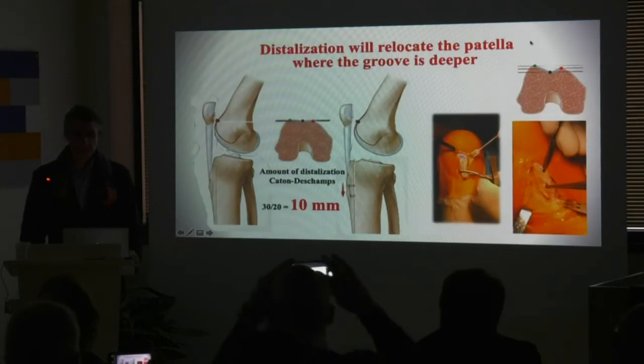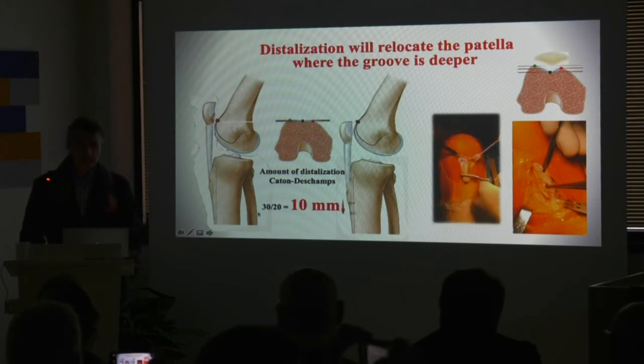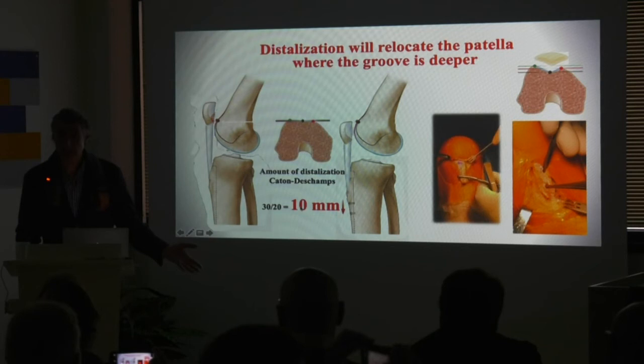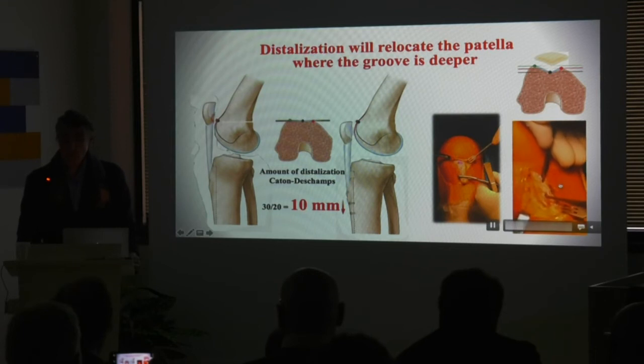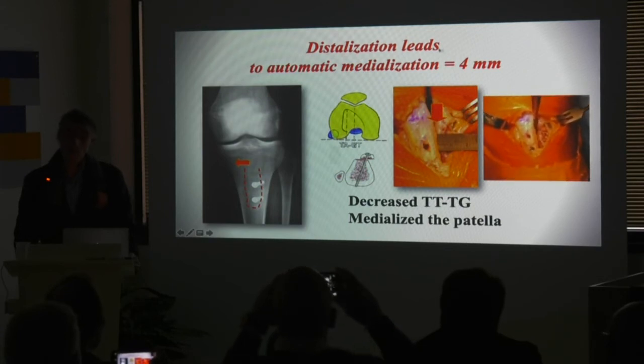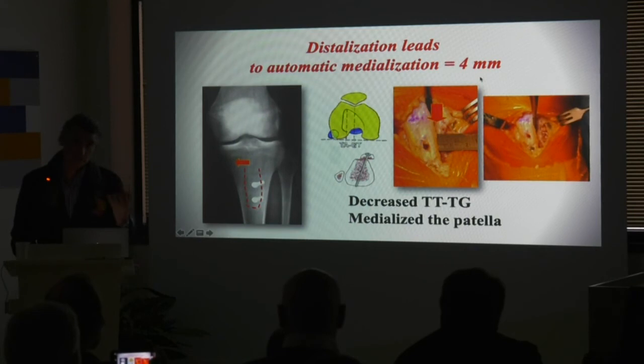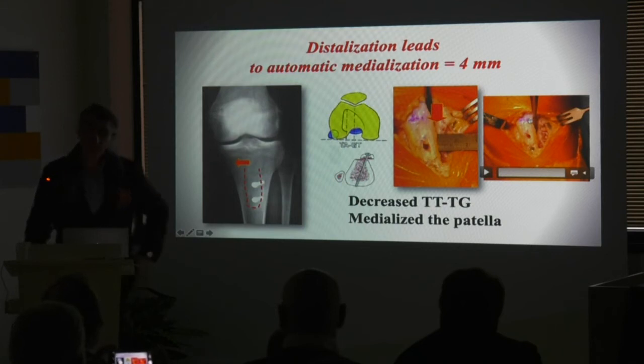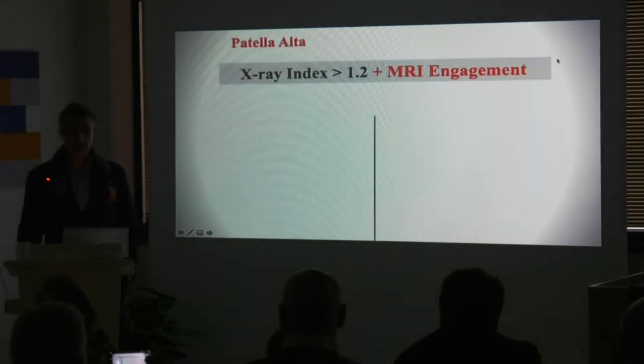The tricks, you have seen that during my video, so I will not go again through this. You will engage the patella in the trochlea. Use this index, you see it's 30 and 20, just need to distalize 10 and it's okay, and you will be perfect. And just know that you are also able to do medialization while you are doing your distalization. You have an automatic medialization due to the shaft of the tibia, but you can also increase the amount of medialization that you can do.